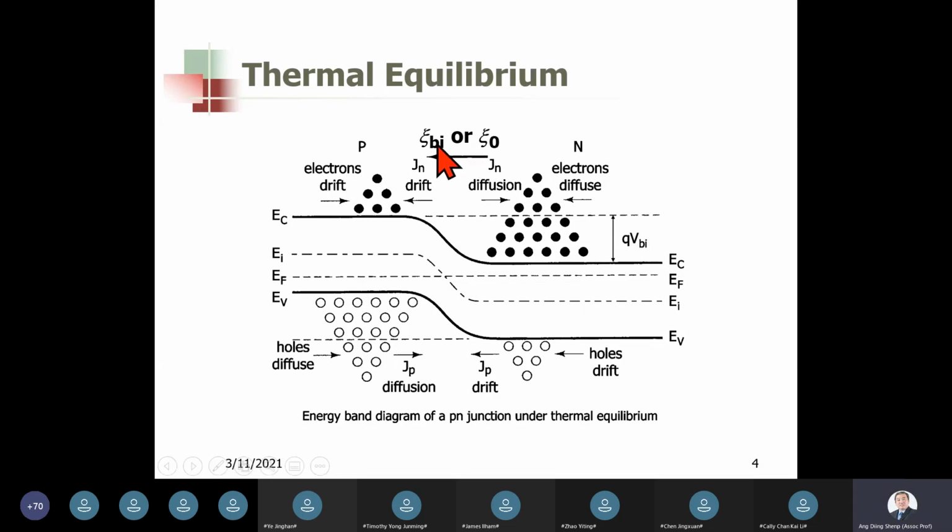There is a built-in electric field that exists at the junction due to the formation of the space charge region. And the built-in electric field is there to block the diffusion of the majority carriers across the junction, such that the drift current that arises from the built-in electric field exactly cancels the diffusion current, giving a net 0 current flow across the junction at thermal equilibrium. All right, so this is what we have understood so far.